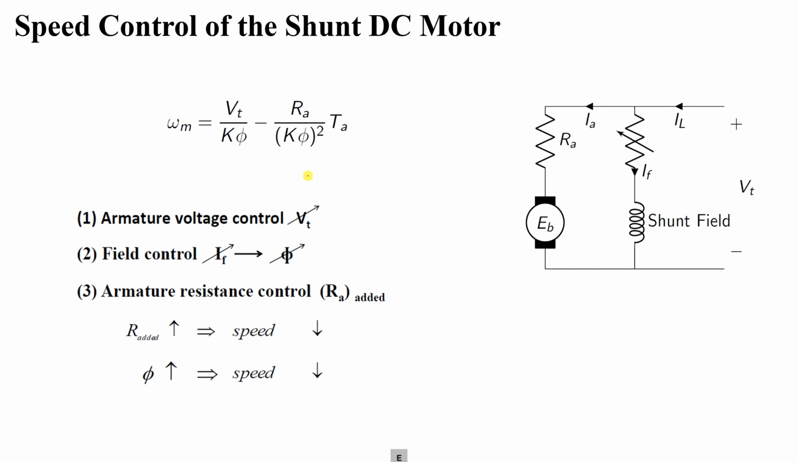Now, as you can see, as V terminal increases, omega will increase. As the field increases, the magnetic flux increases, and omega itself will start going down. So as field increases, speed will go down. As the resistance increases, the negative sign increases, meaning omega will drop down. So as the resistance of the armature increases, speed goes down.